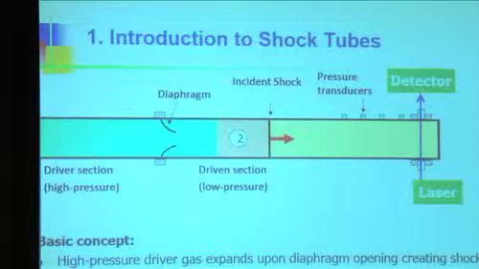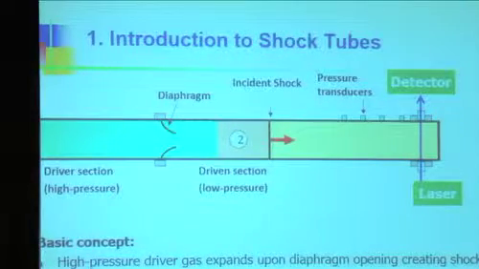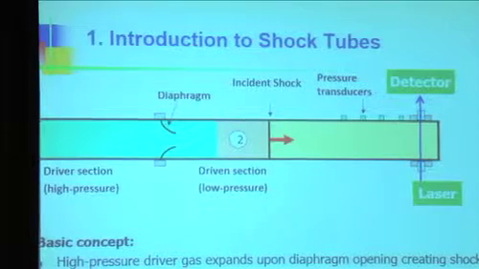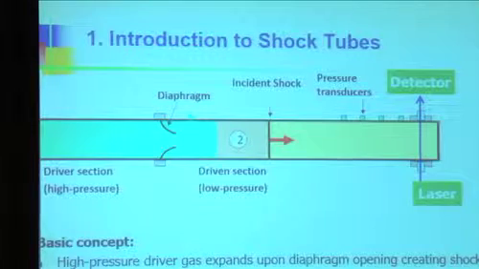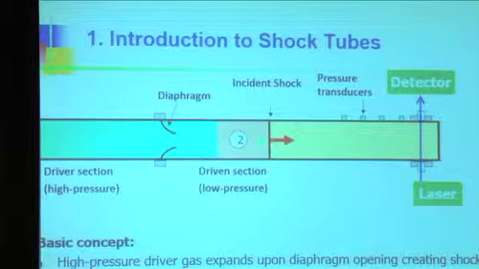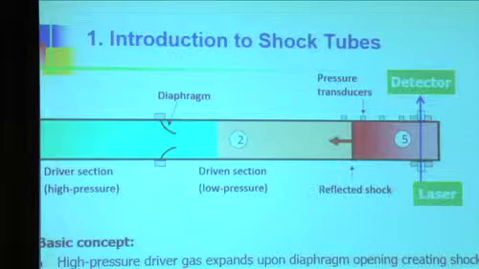So what happens is that you fill this section with what you're interested in studying, and you pressurize this until the diaphragm breaks. It might be thin, it might be thick. We vary that in order to change the pressure ratio. Pressure ratio for fixed gas composition dictates the speed of this wave. The wave moves down at more or less constant speed and then reflects and leaves behind a stagnated sample.